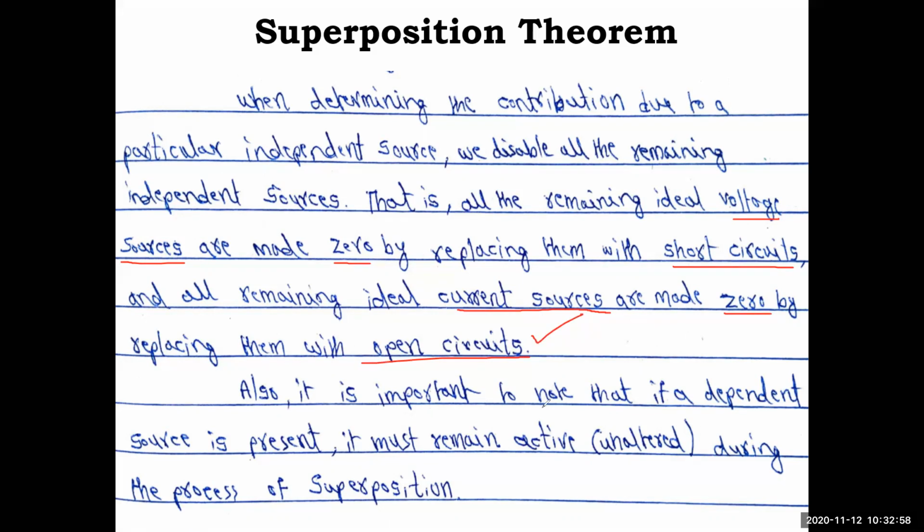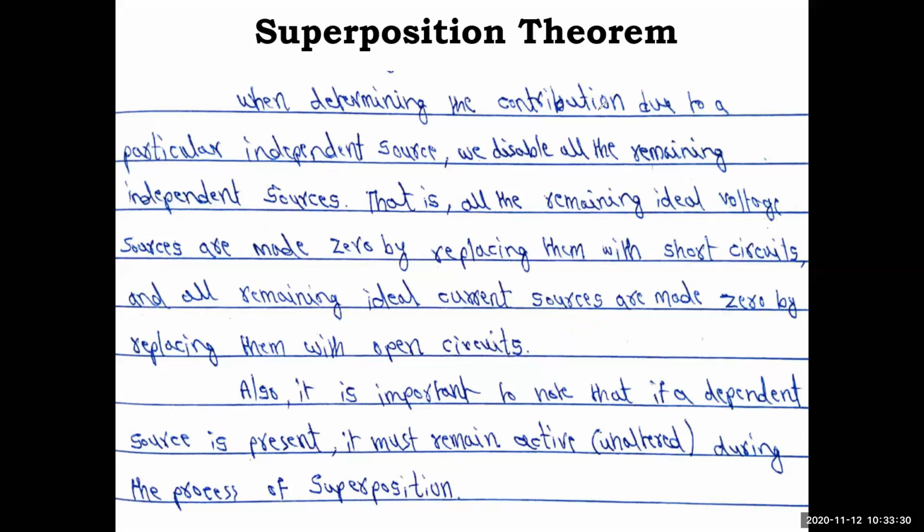Also, it is important to note that if a dependent source is present, it must remain active during the process of superposition. This is about independent sources. In case a dependent source is there, you do it as it is. Don't consider it separately. It must remain active. You should not make it a short circuit or something like that, because it is dependent. This is in the case of the superposition theorem. For other theorems it may change. So that's what you need to remember here.